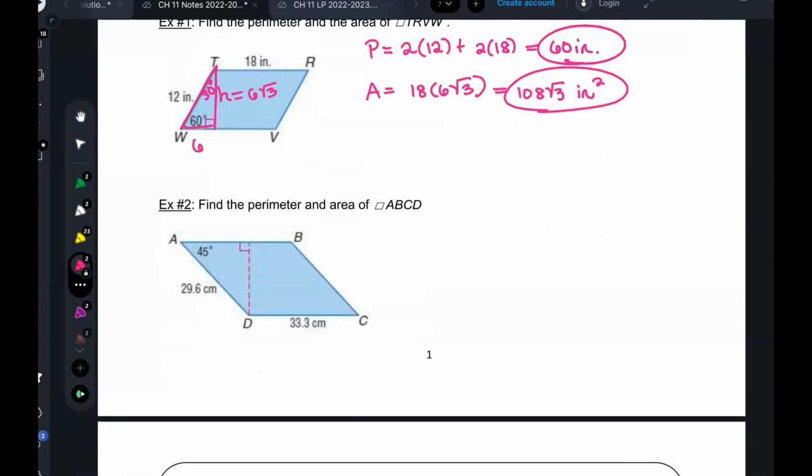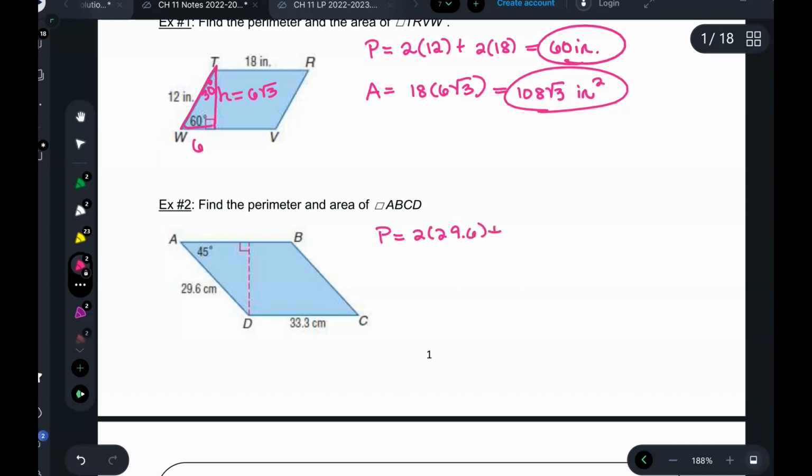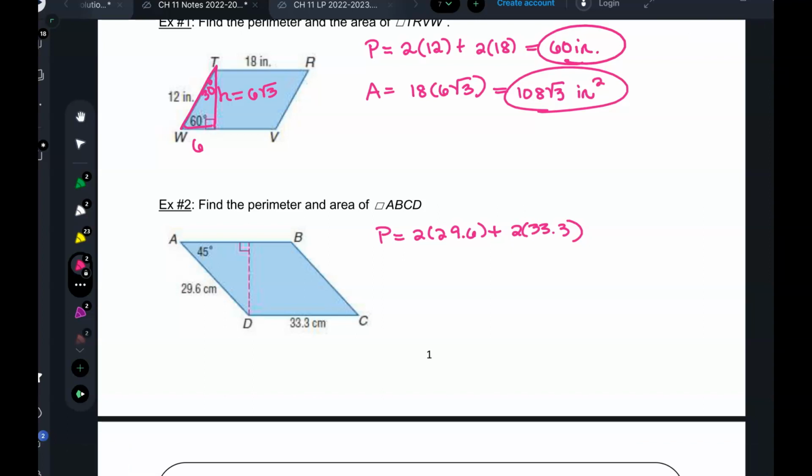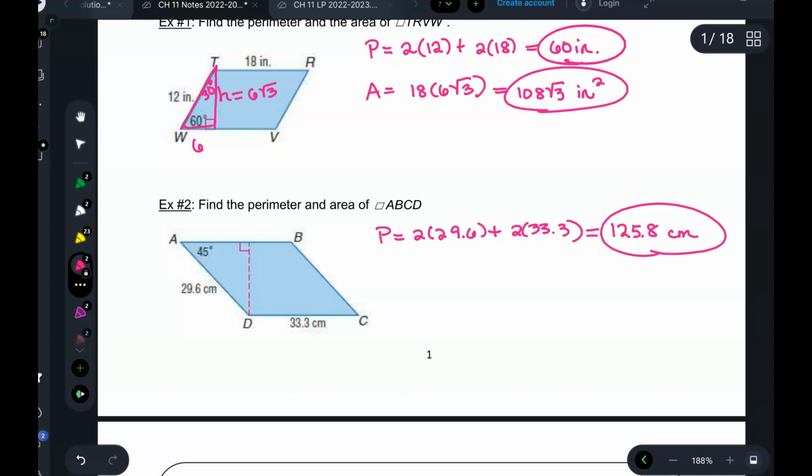All right, again, perimeter for this parallelogram, other than that you have some decimals. What did you say, Lily? 125.8. Good, and the units are centimeters.